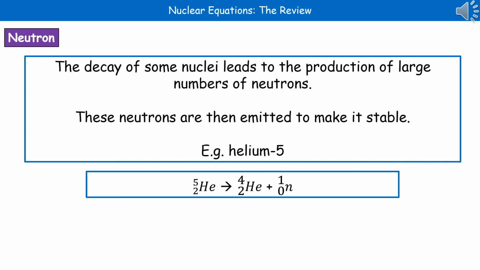The final type of decay is neutron decay. This is where the decay of some nuclei leads to the production of large numbers of neutrons. So these neutrons are then emitted to make it stable. And a good example of this is helium-5. So you can see we start off with helium-5 and then we lose a neutron, so it goes down to helium-4 plus our neutron on the right hand side.